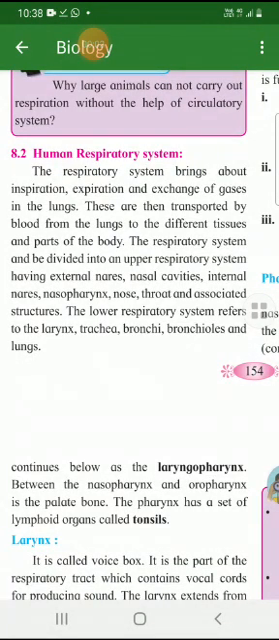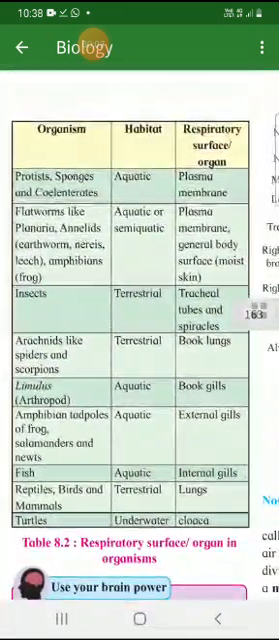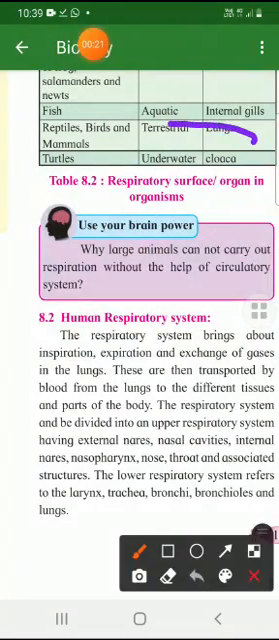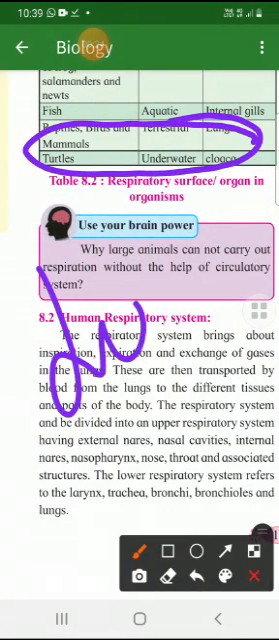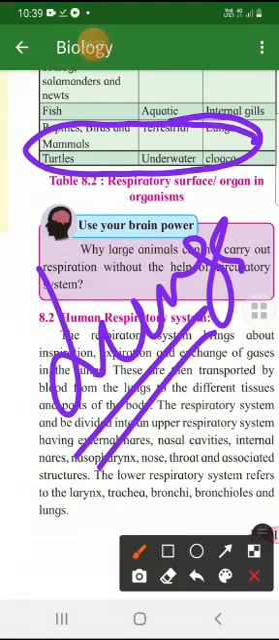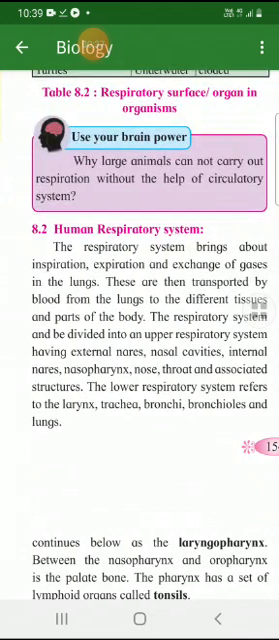Let's understand, as we have already learned in the table, depending upon where we live, we have that kind of respiratory organ. As we are mammals living on the terrestrial region, we have a specialized organ for exchange of gases, that is lungs, right? To understand lungs, we have to understand certain parts, and this whole system is called the human respiratory system, which is responsible for providing oxygen to every cell of our body, right?